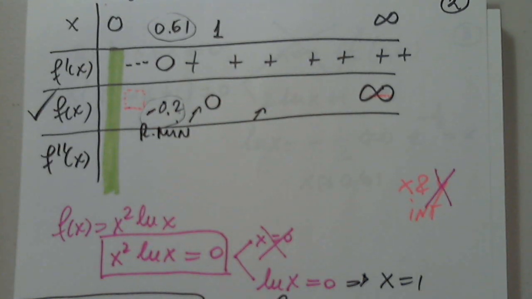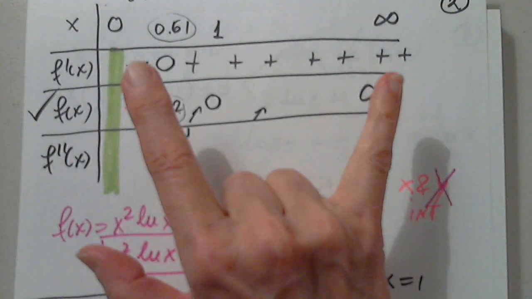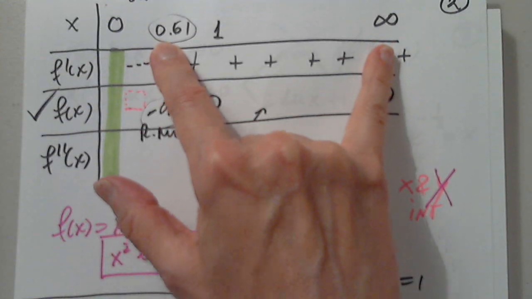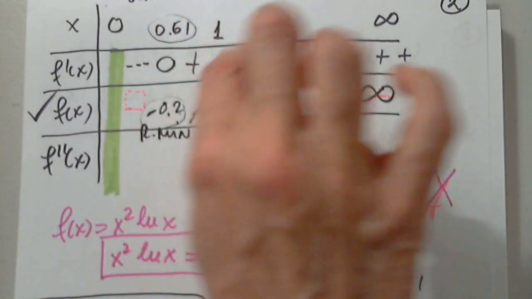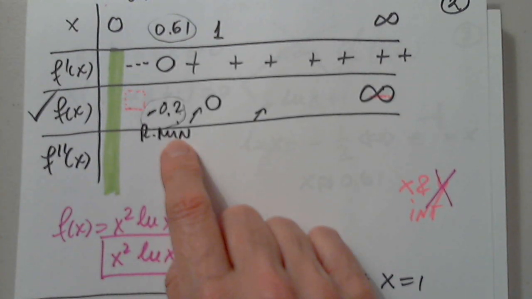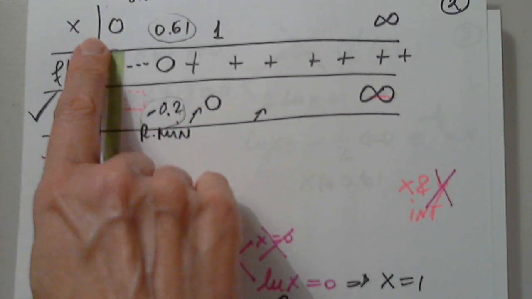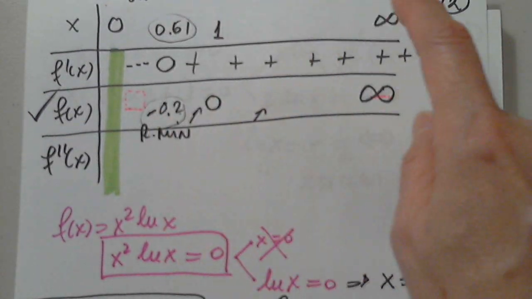Now, if I ask, what interval is this function decreasing on? What will you say? The function is decreasing on? 0 to 0.6. Excellent. And it's increasing on? From 0.61 to infinity. And they all have to be open parentheses. Awesome. Yes. So this is a relative minimum, 0.61 comma negative 0.2. And the function is decreasing between 0 and 0.61 and increasing between 0.61 and infinity.